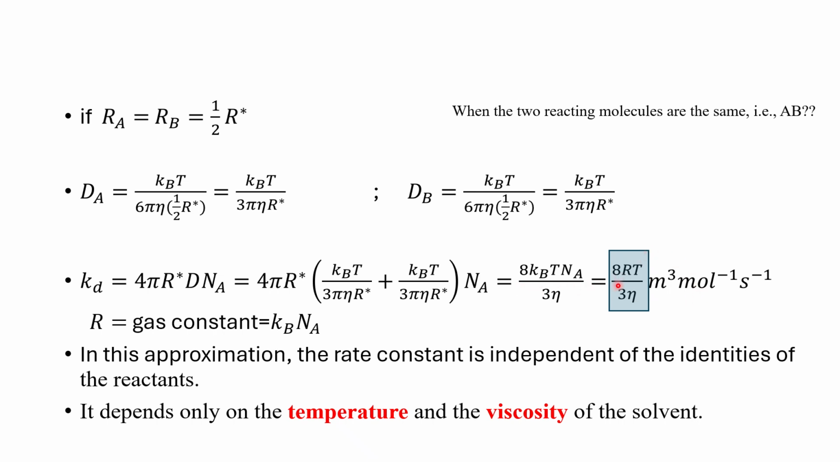Okay, so this means the diffusion coefficient will allow us to determine the rate constant of the reaction for the diffusion control reaction. So Kd is equal to 8RT divided by 3 multiplied by the viscosity of the solvent, and R is the gas constant. And in these approximations, the rate constant is independent of the identity of the reactants. So it depends only on the temperature and also the viscosity of the solvent.